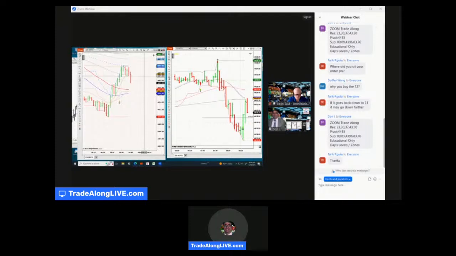Well, if you're still holding on some of the 23, you're doing well. You have to watch that 16, 17 area. There is a little support right here at 16.